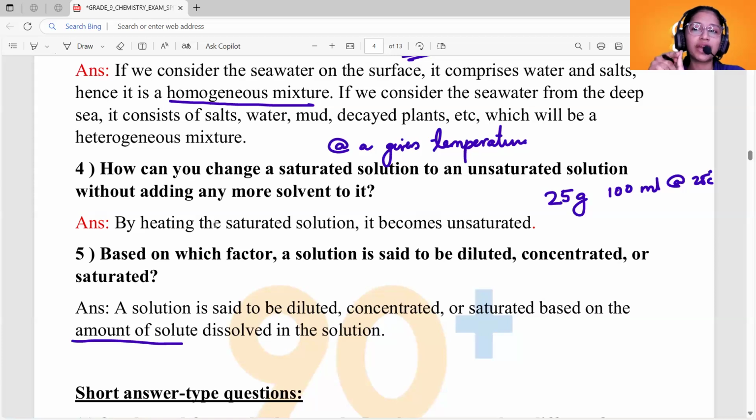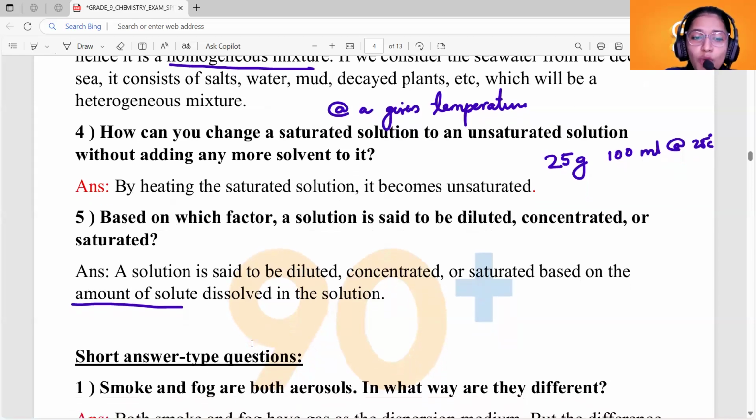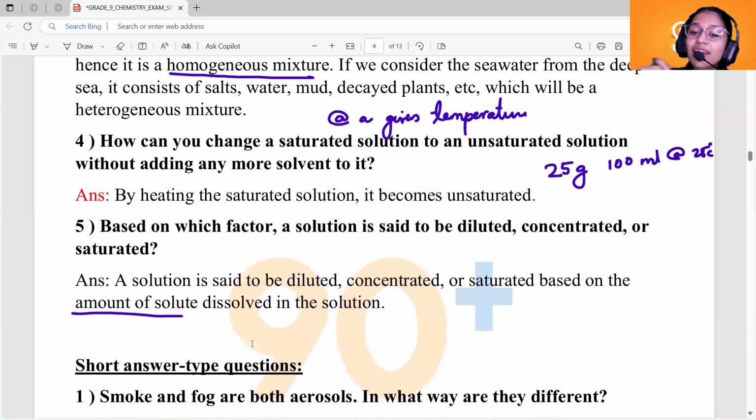So now we're done with very short answer type questions. We're also done with MCQs, multiple choice questions. So now we are progressing, going one step ahead. Short answer type questions. Smoke and fog are both aerosols. In what way are they different? Now, how many of you remember this question? Have you seen aerosols anywhere before?